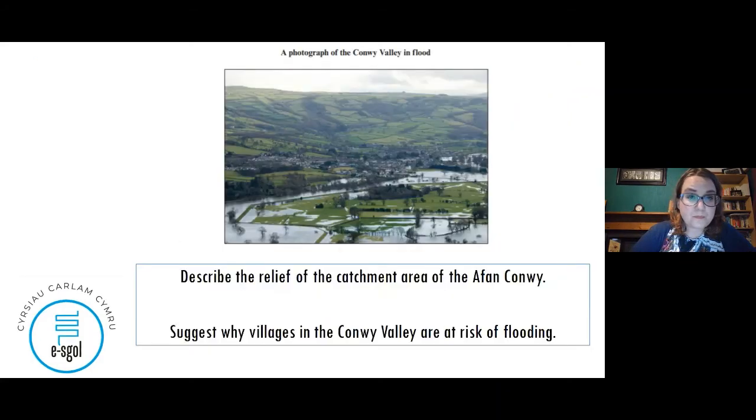If we look at a number of questions, we have the catchment area of the Afon Conwy, and I want you to think about what the relief of the land is here in the catchment area, and then suggest why villages in the Conwy Valley could be at risk of flooding. So what could you potentially identify in this question? I'm going to give you about 30 seconds to think about your answer.